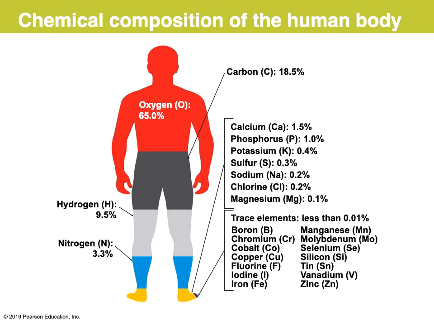Next would be carbon, okay? 18.5%. So carbon and oxygen, between those two, that's a good chunk of the body right there. The next one down would be hydrogen, which is about 9.5% of the body. Down from there would be nitrogen, 3.3%. And then all of a sudden you realize that whole pile of stuff represents most of the foot there, right?